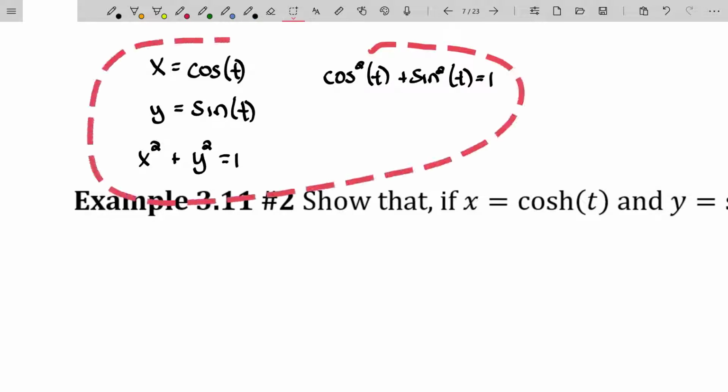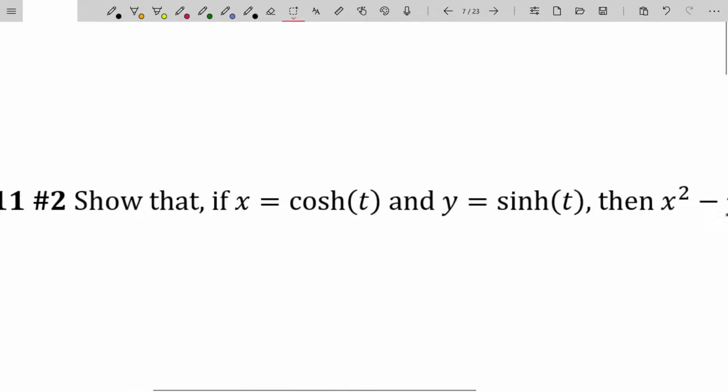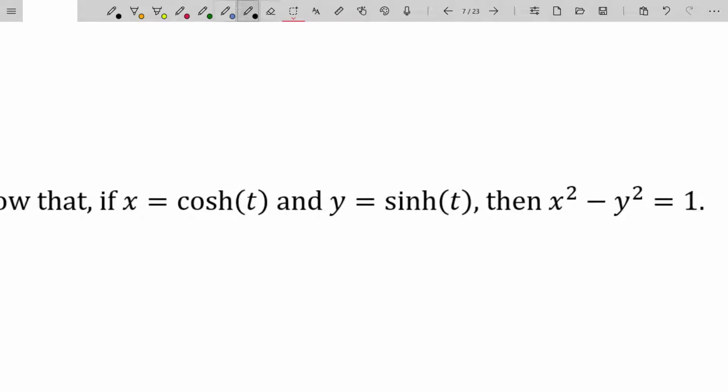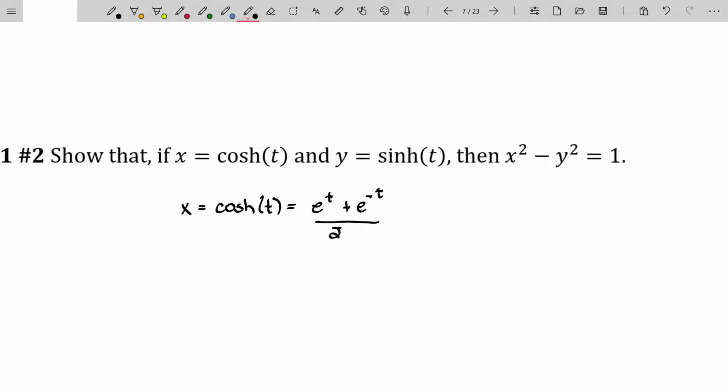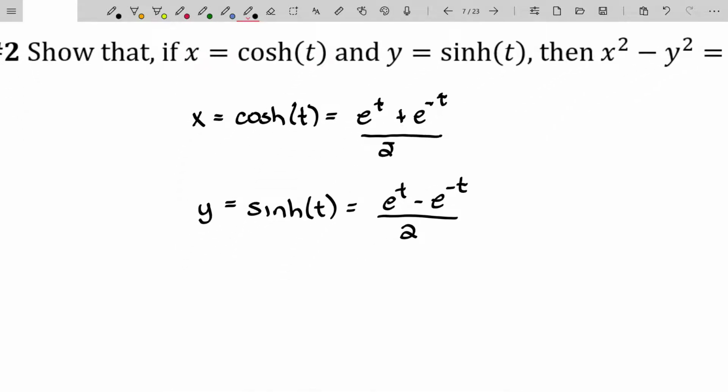Now we're saying there's a brand new formula in town, and this brand new formula is based not on the circular functions, which would be the cosine and the sine, but instead on these so-called hyperbolic functions. We want to prove that if x is equal to cosh of t, which is, by definition, e to the t plus e to the negative t over 2, and if y is equal to sinh of t, which is defined to be e to the t minus e to the negative t over 2, we're claiming that x squared minus y squared will be 1. That is, cosh squared minus sinh squared will equal 1.